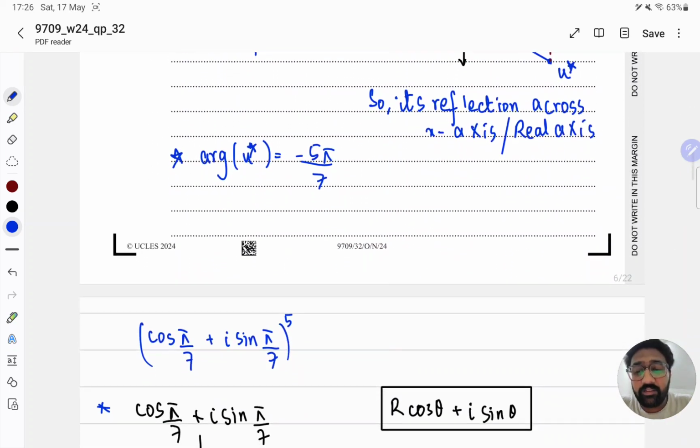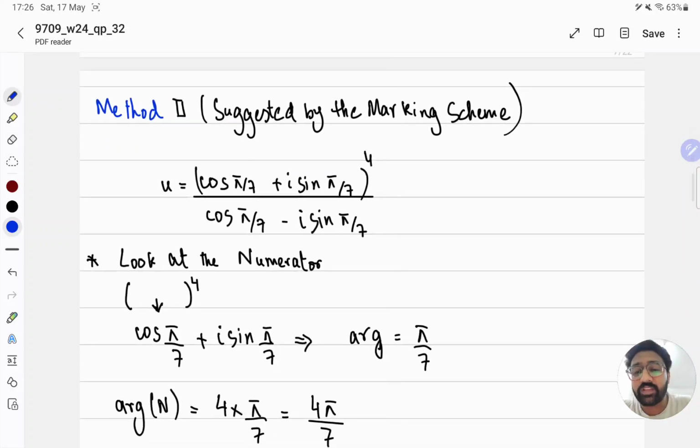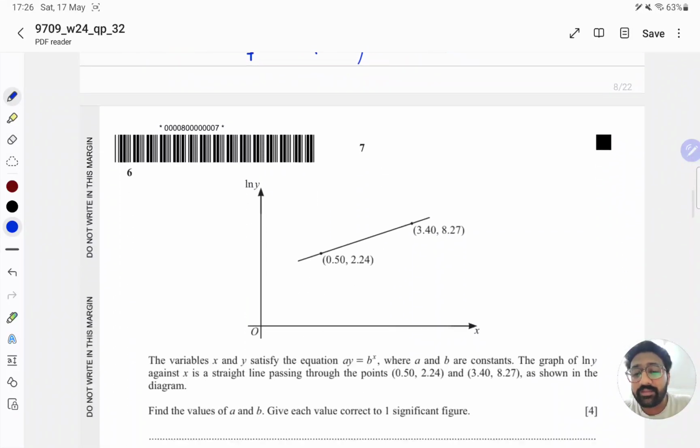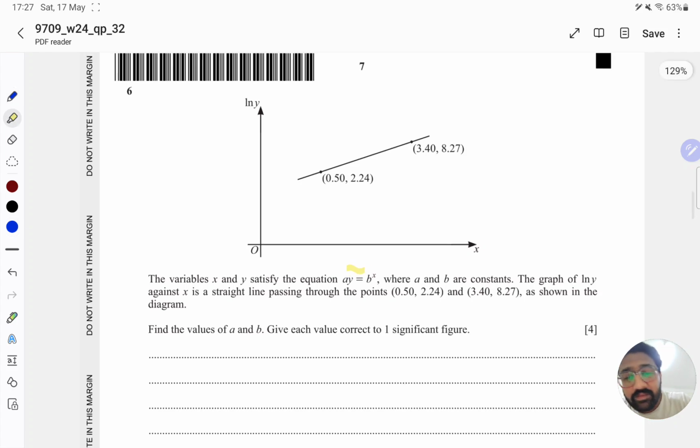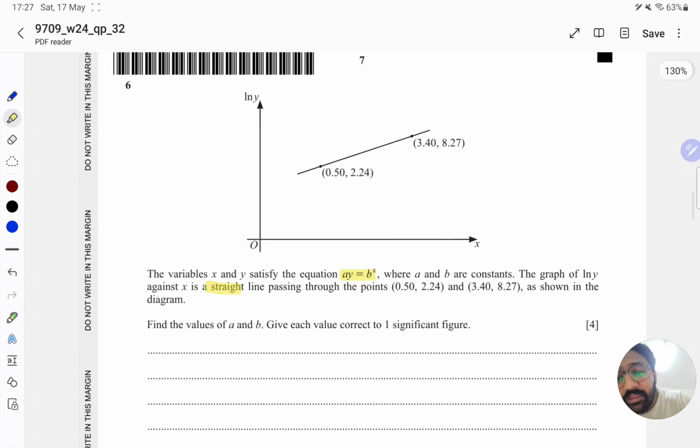That was it. Let's move to the next question. Question number 6 says that the variables x and y satisfy the equation given, where a and b are constants. The graph of ln y against x is a straight line.